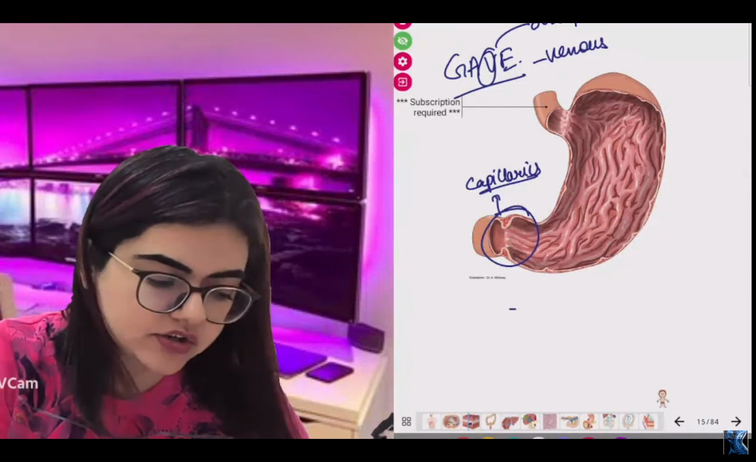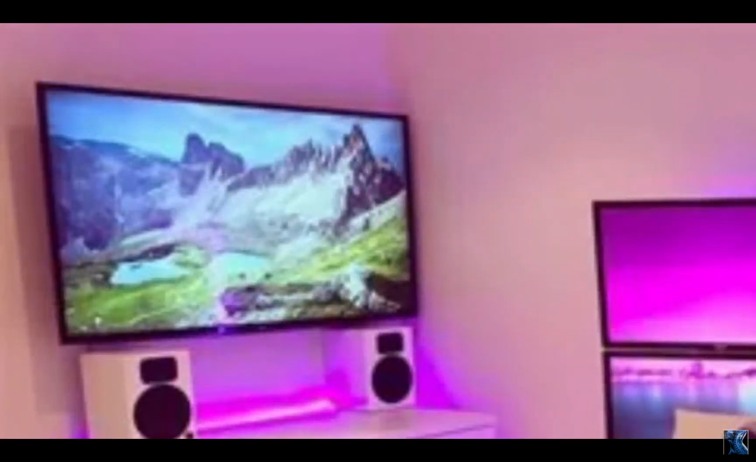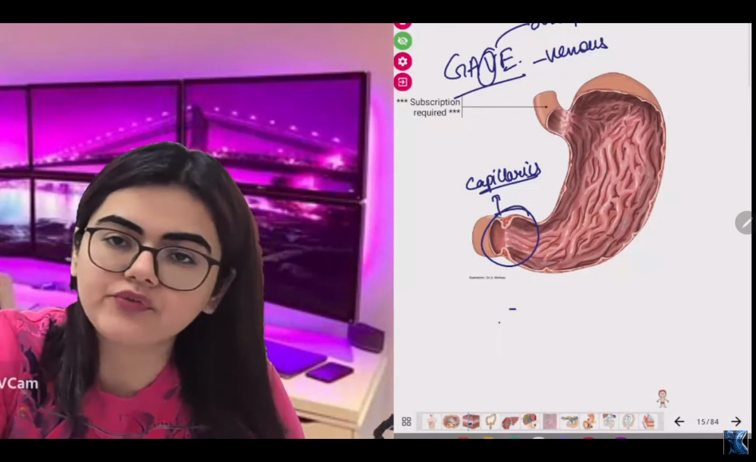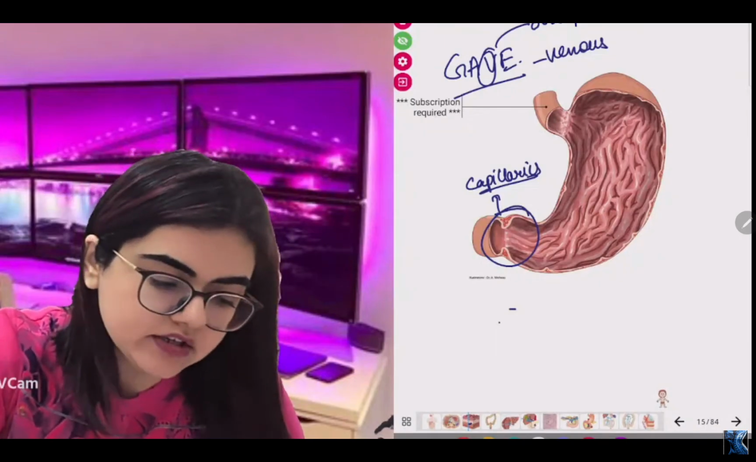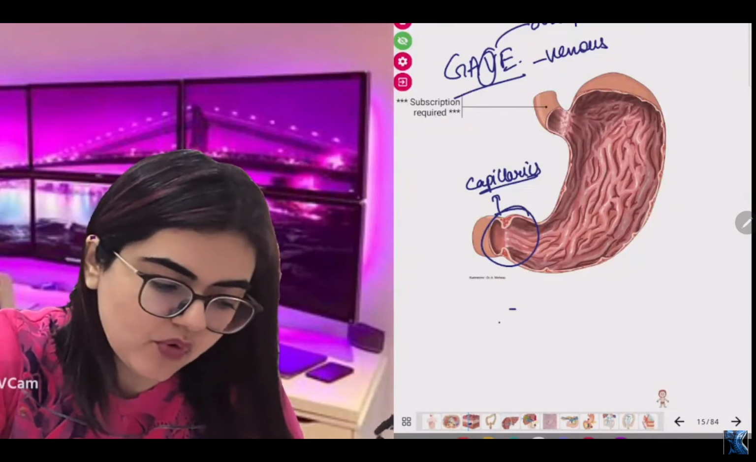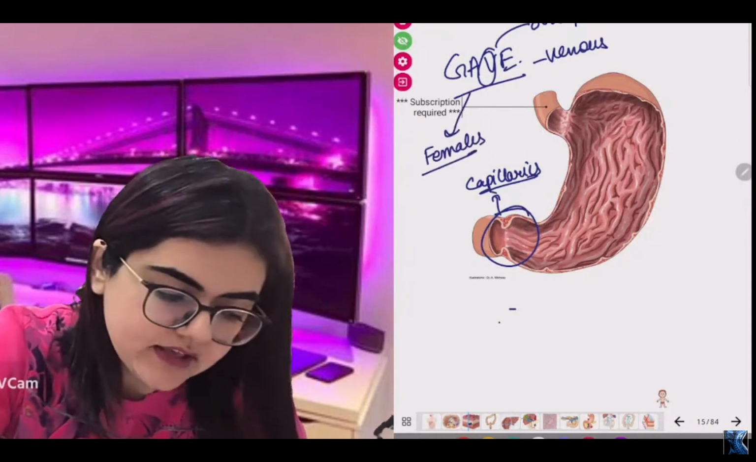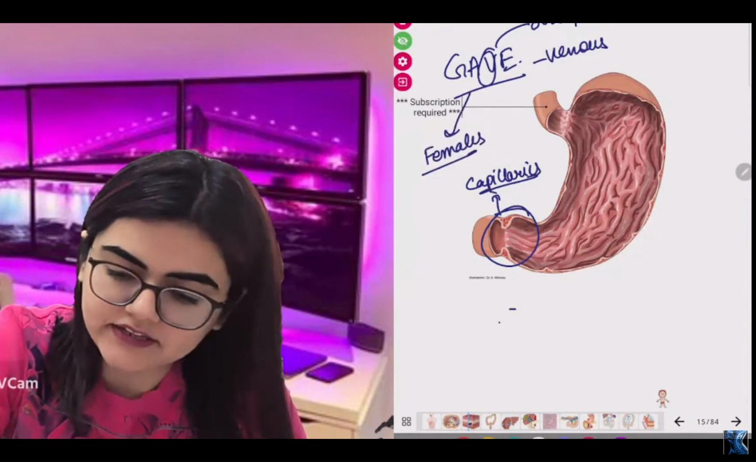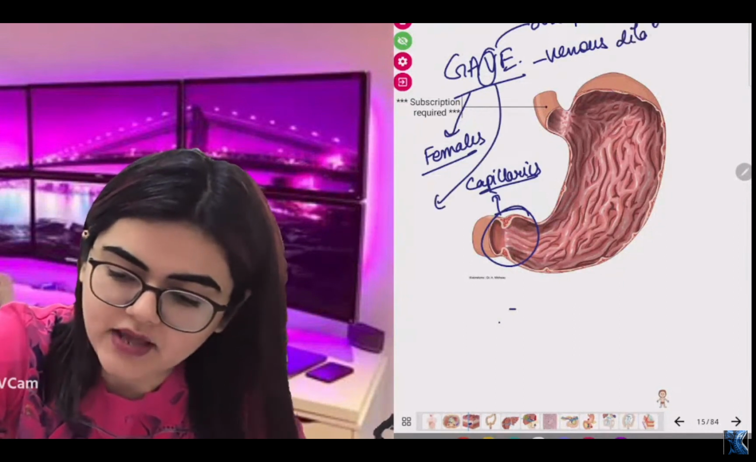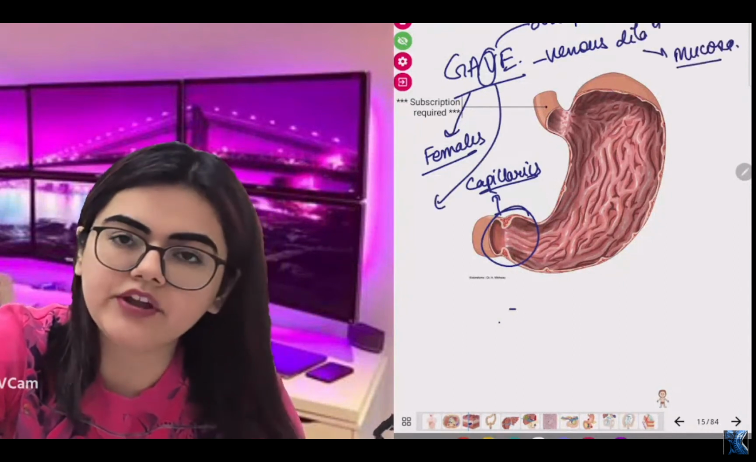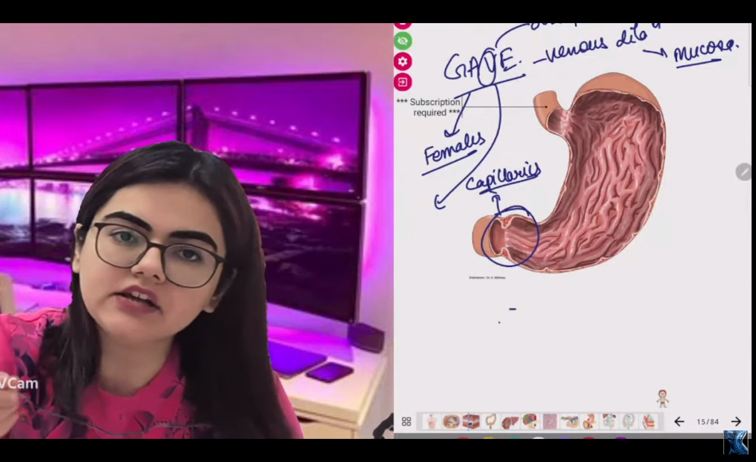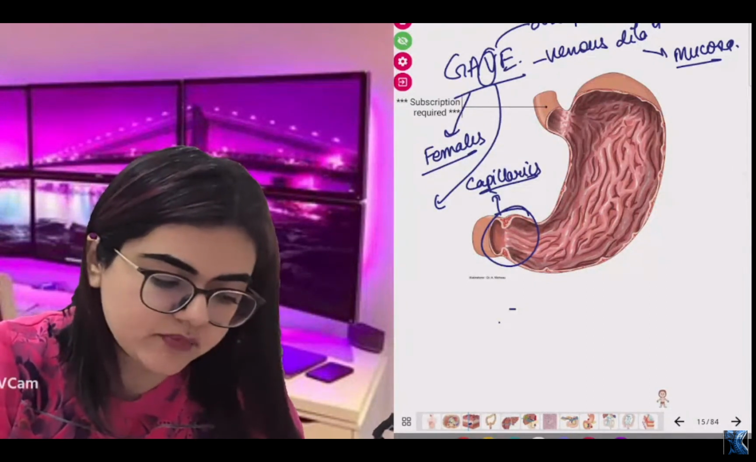Okay, and in your Dieulafoy's lesion, there is spurting out of blood. GAVE usually involves the females more predominantly. So GAVE is more common in females, while Dieulafoy is more common in males. And there is dilatation of veins at the level of mucosa. So venous dilatation is there, but at the level of mucosa. And Dieulafoy lesion was occurring at the arterial level and at the submucosal level. Okay, so I hope this point is clear.